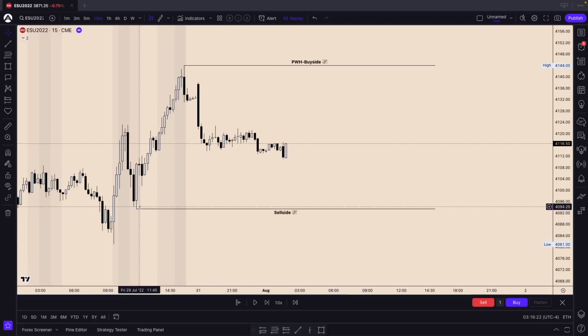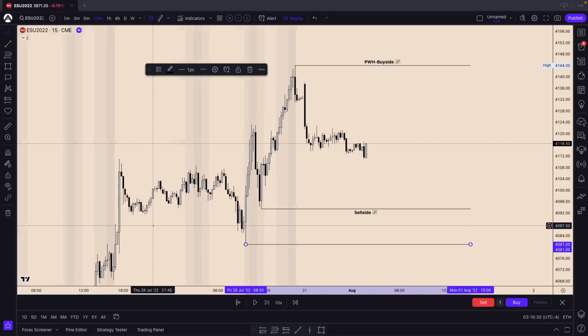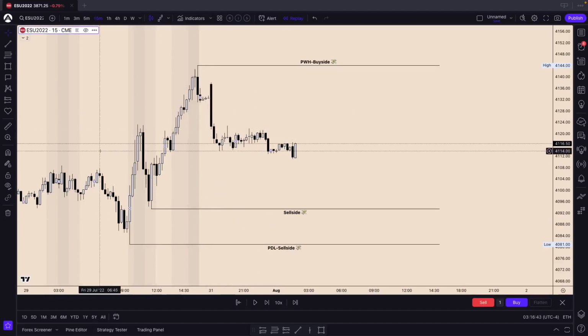And this is our AM session low, but we do not have to write everything down. This is our Friday's low. This is also going to be labeled as sell side. This is our previous day's low. We're going to label this previous day, previous week, and stuff like that. That's what we're going to label. But if we just use sell side, we should be alright.